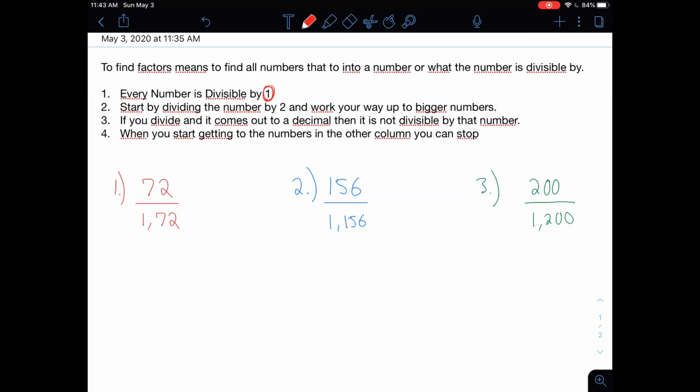Let's do 72 divided by 2. 72 divided by 2 is 36, and that's not a decimal. So 2 times 36, those are both factors of 72. Now let's do 72 divided by 3, and I get 24. So 3 and 24. And then let's do 72 divided by 4, just working our way up the number here. We get 18. So 4 and 18.